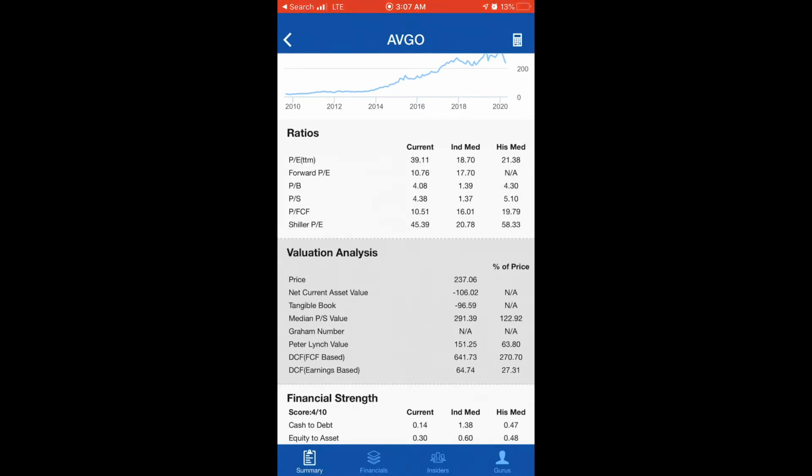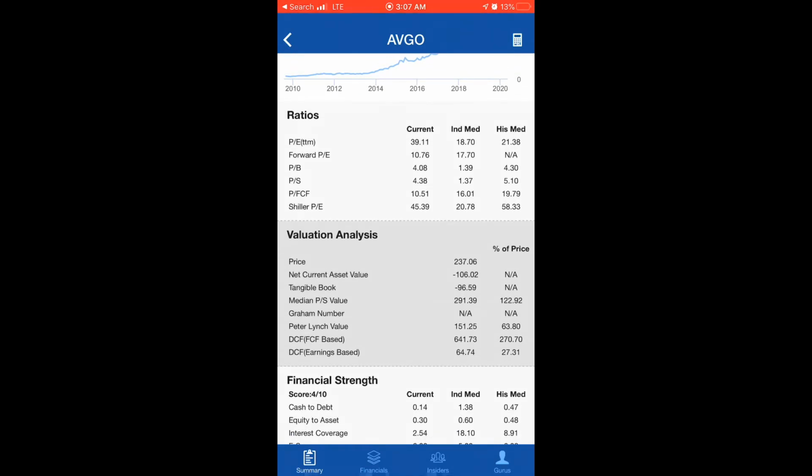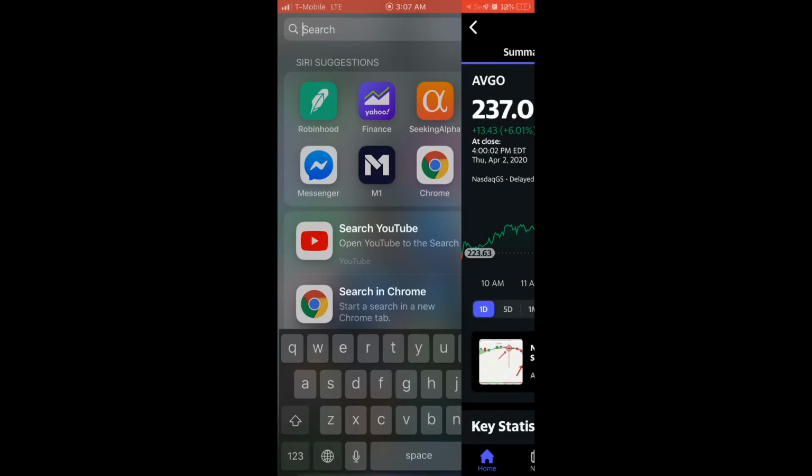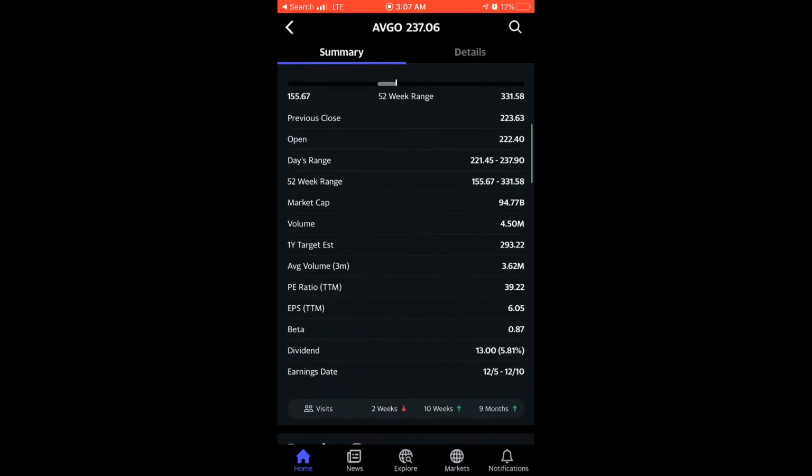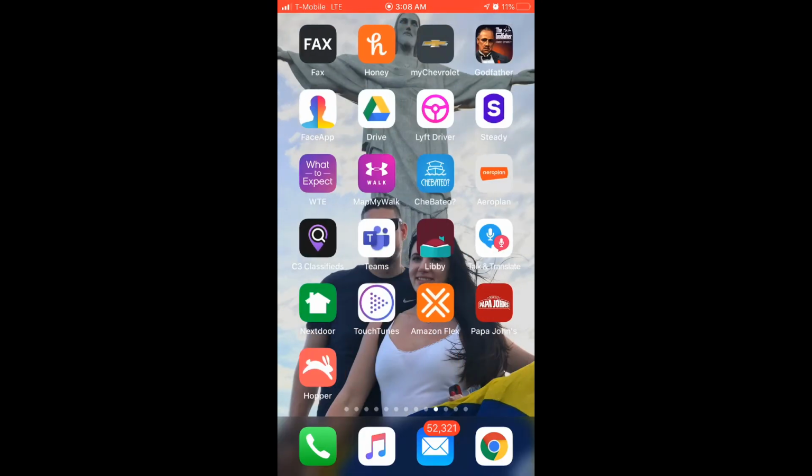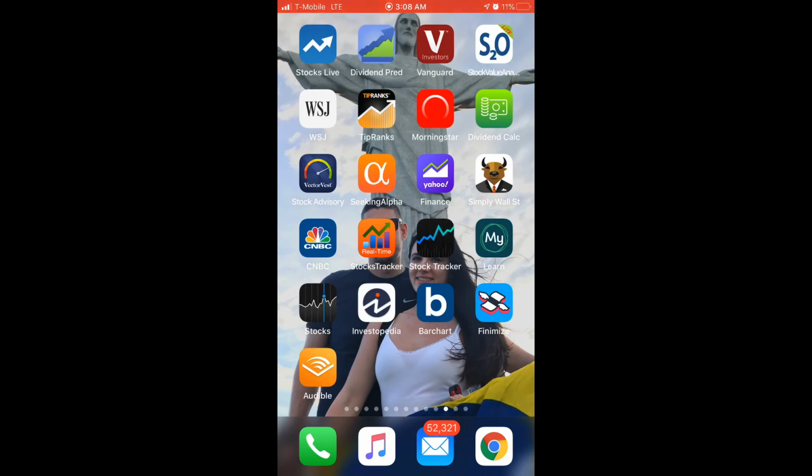When a company grows a lot, and it's the case for a lot of those semiconductors, you want to look at the median price to sales value, and you can see it's 291, which is very similar to what Yahoo shows here. You go to Yahoo, one year 293, it's just like a $2 difference. I have an area here with all the apps that I like to use for stocks. So I use all those apps.